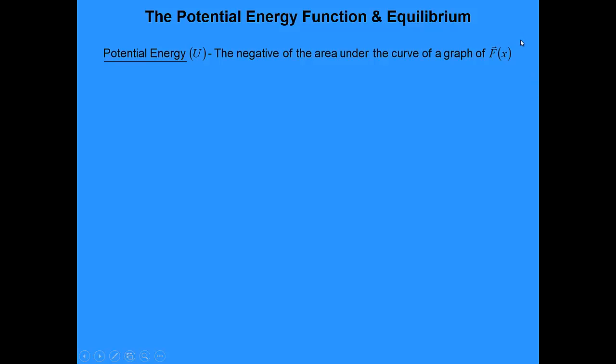Now, we were able to find potential energy functions for springs, Hookean springs, and for gravity near the surface of the Earth, because those functions were simple enough that we could find the areas under the curve just using geometry.